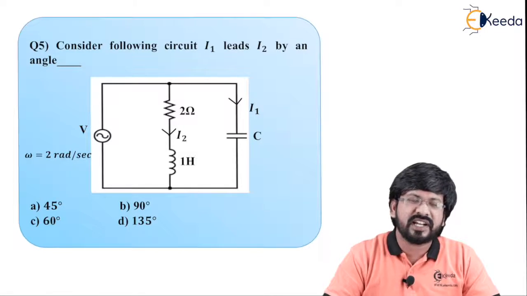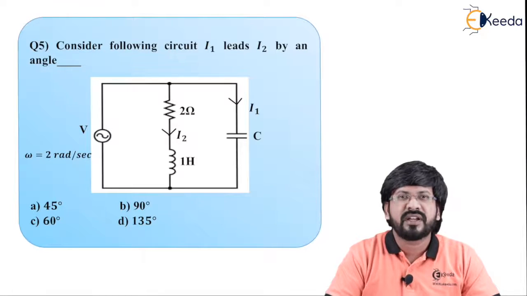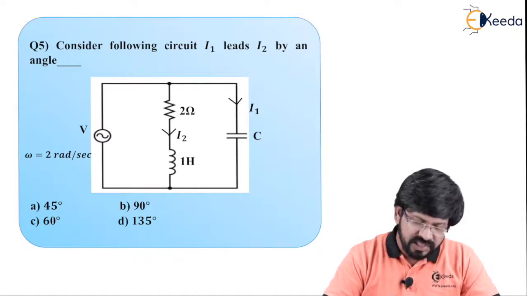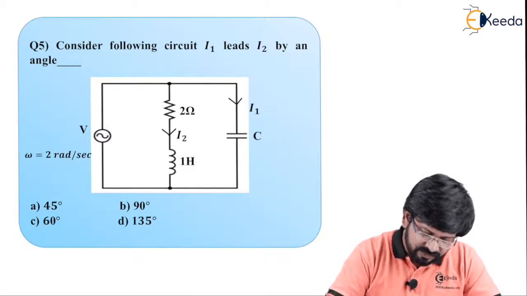When it comes to a series circuit, current is common. So when current is common, we take current as a reference value and we draw the vector diagram. Whereas when it's a parallel circuit, we go for voltage as a reference and we draw the rest of the currents and voltage for drawing a vector diagram.